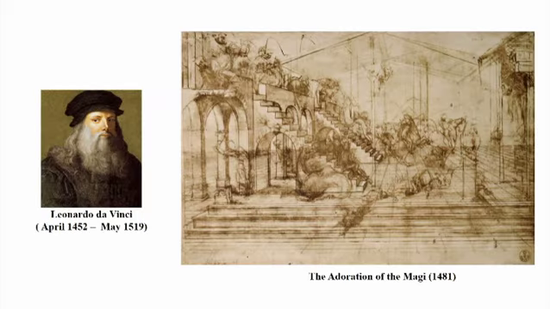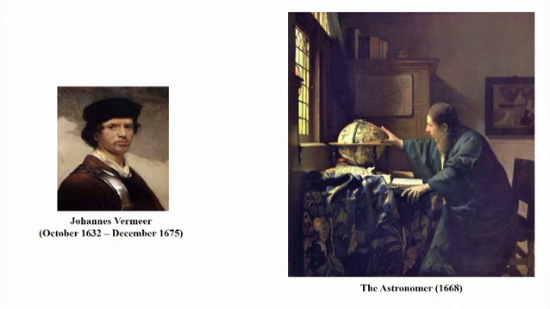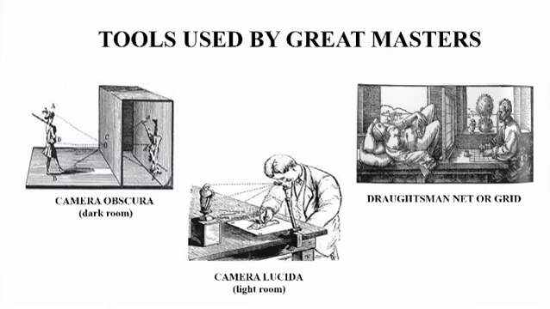Masters like Leonardo da Vinci and Johannes Vermeer have used tools to ensure the accuracy of their perspective and proportion in their paintings. These tools are the camera obscura, darkroom, the camera lucida, lightroom, and the draughtsman's net or grid.